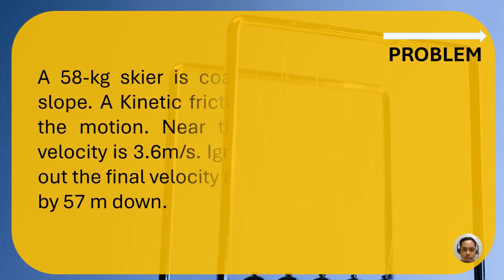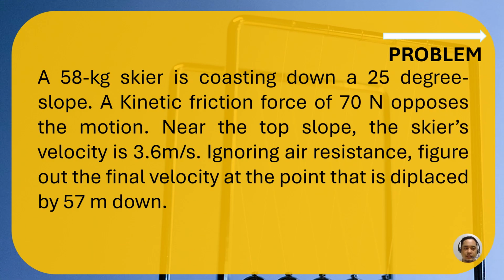So here's the problem. We have a 58 kilogram skier. That's the mass of the skier moving down a 25-degree slope, with an elevation of 25 degrees, and a kinetic friction force of 70 Newton. It's calculated already. It's 70 Newton according to this problem, so it's going to be negative.